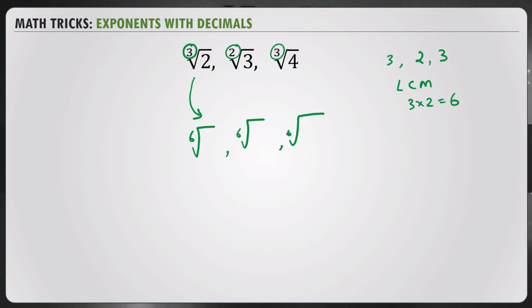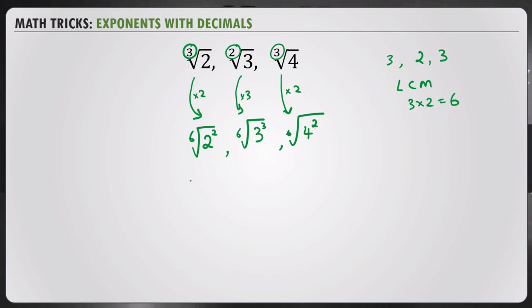Now for the first number, we keep the 2 here. 3 times what gives me 6? 3 times 2 gives me 6, so this 2 becomes the power here. Next number, we write the 3 here. 2 times what gives me 6? 2 times 3 gives me 6, so we put the third power here. Then the next one, we bring the 4 down. 3 times what gives me 6? 3 times 2 gives me 6, so 4 gets the second power.